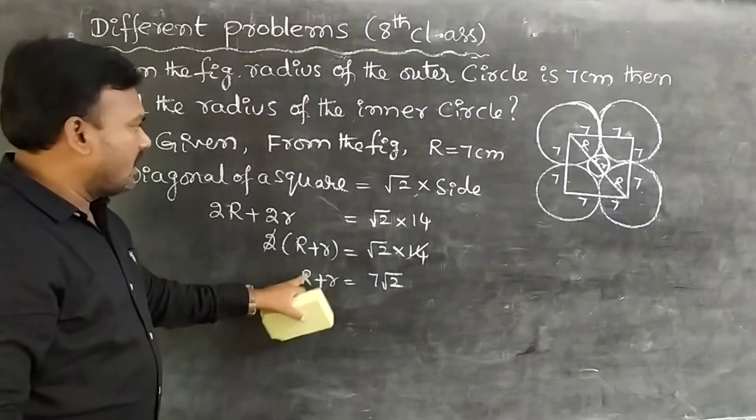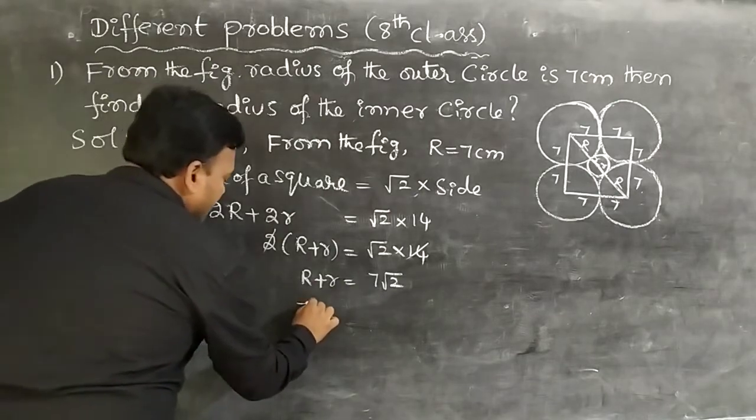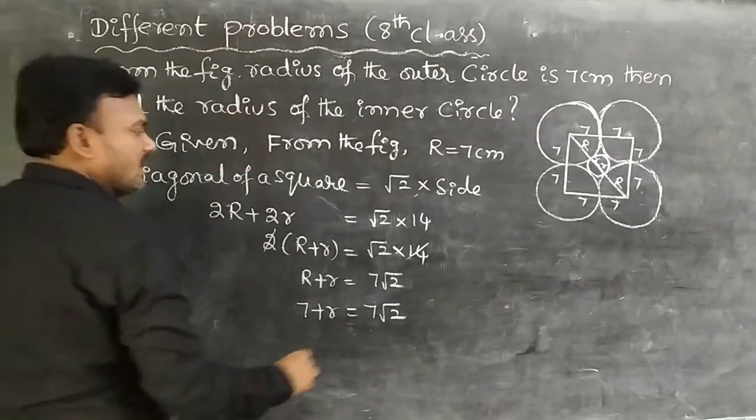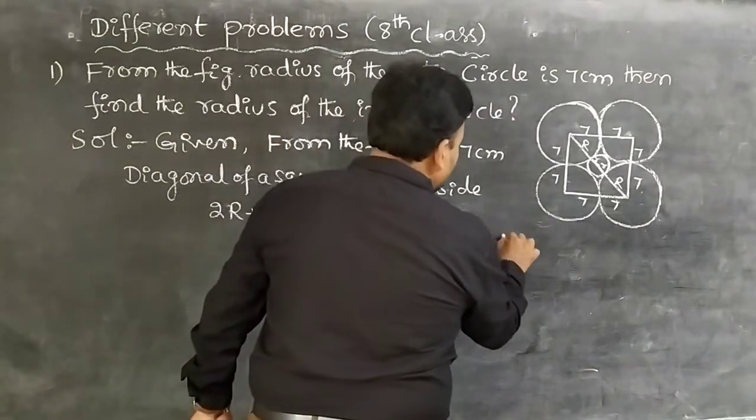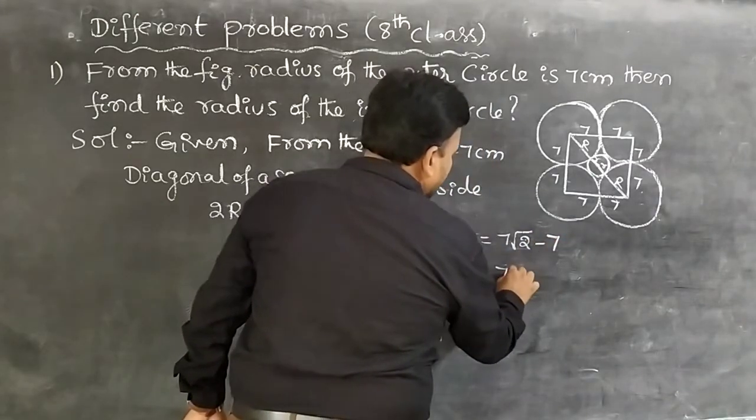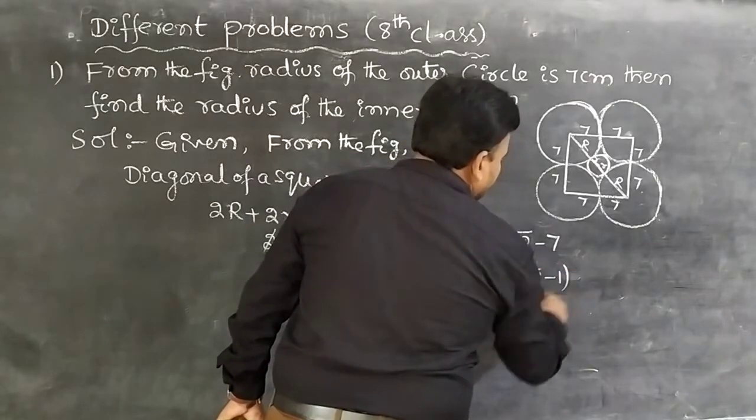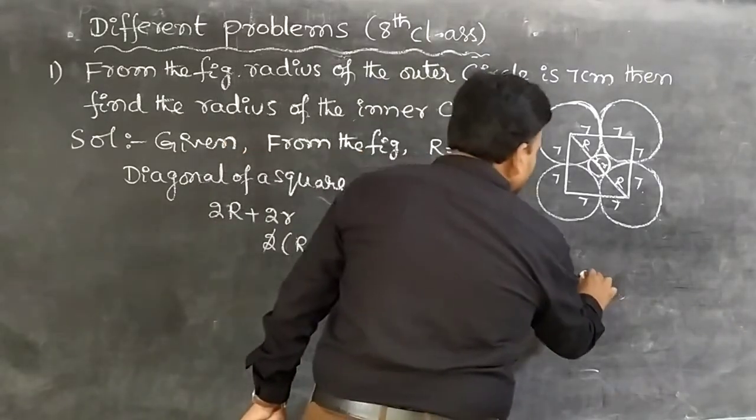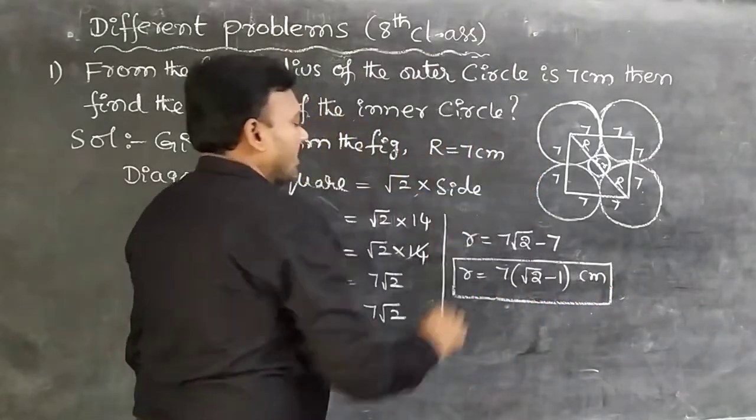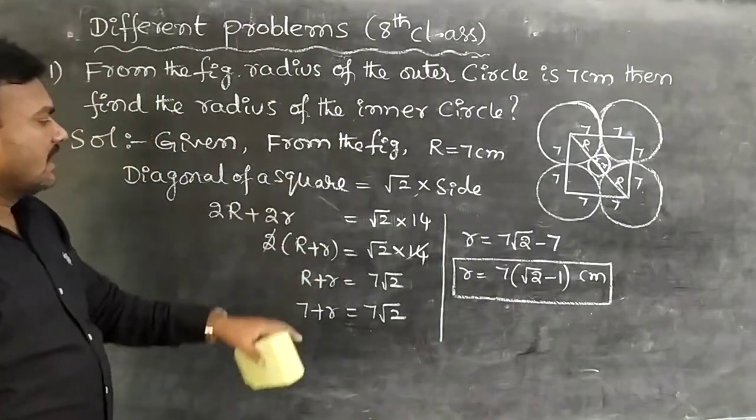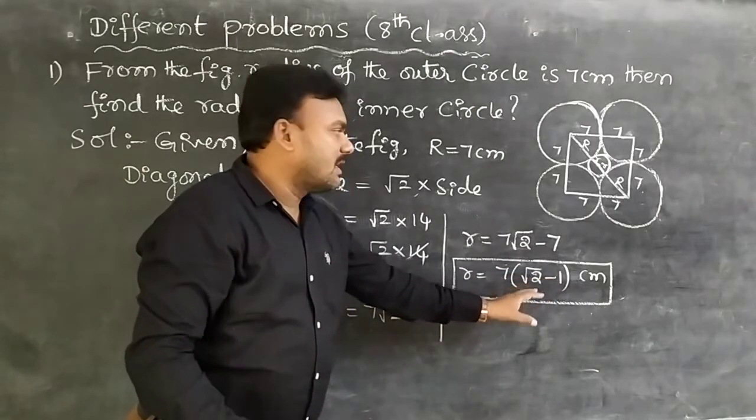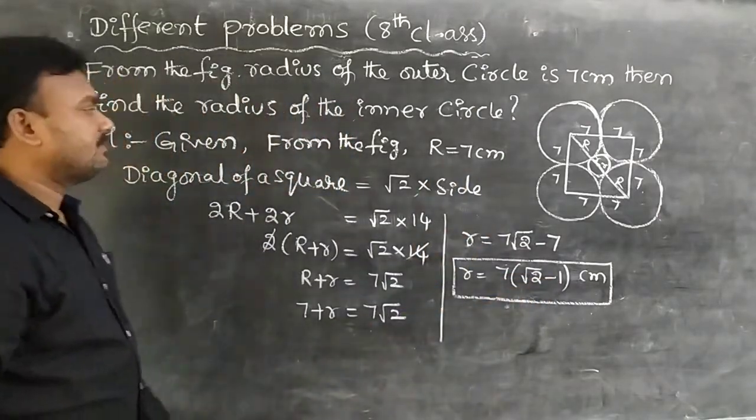So substitute R, replace with 7. So 7 plus small r equals 7 root 2. Transferring 7 to the right side becomes minus. Then small r equals 7 root 2 minus 7. In both terms 7 is a common factor. 7 of root 2 minus 1 centimeters. This is the smaller value, students. This is the radius of the inner circle. Radius of the inner circle equals 7 of root 2 minus 1 centimeter. This is the solution of the given problem.